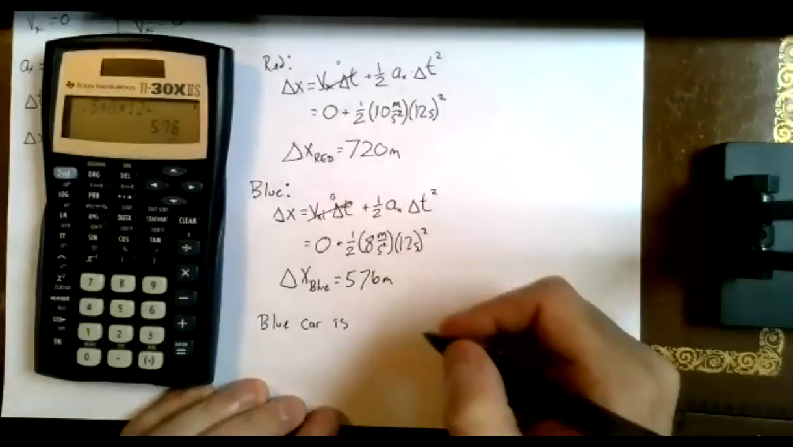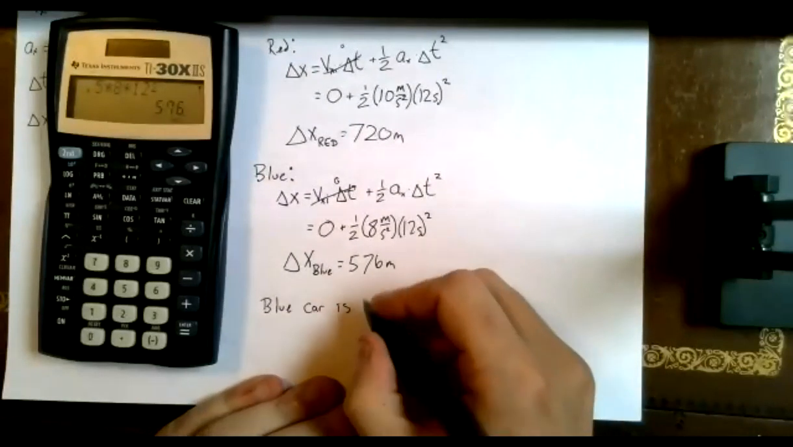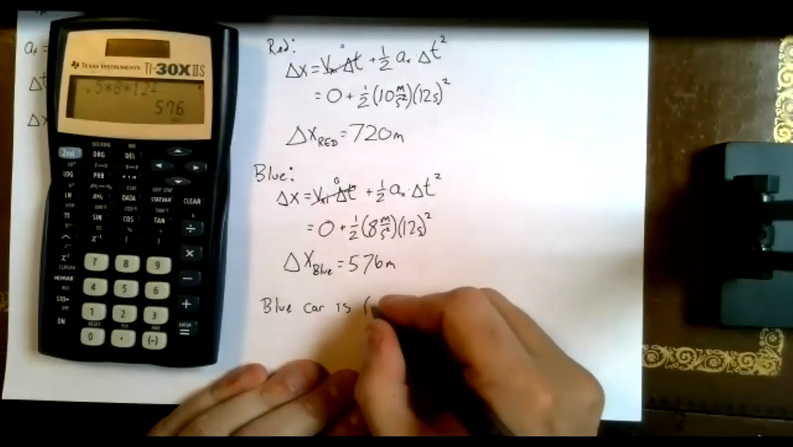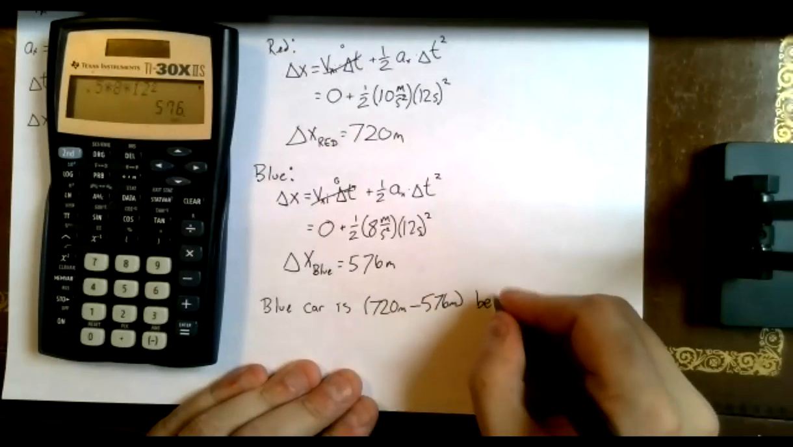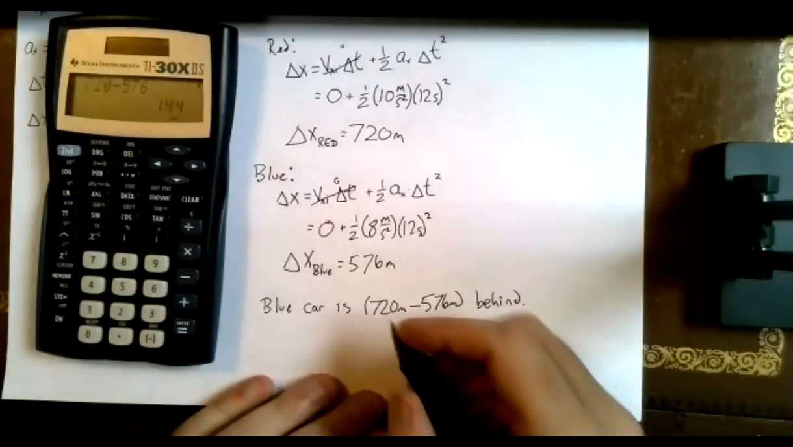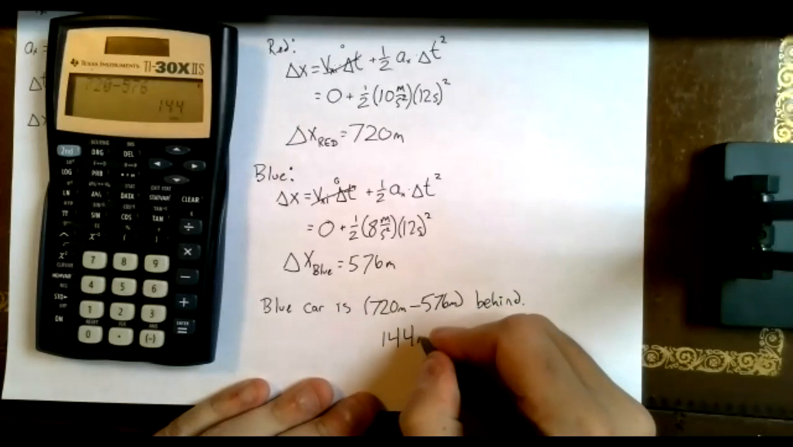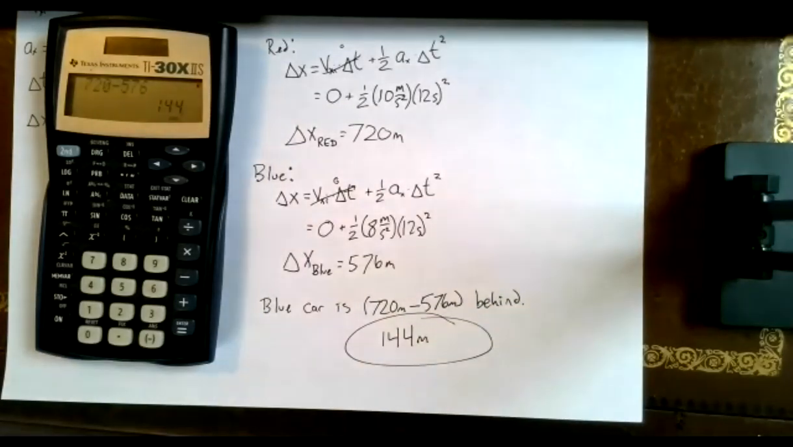Yeah, perfect. So the difference is how far ahead the red car is going to be. So the blue car is going to be 720 meters minus 576 meters behind. So if I do 720 minus 576, that's 144. All right, so that's how far back the blue car would be when the red car finishes the race. It's a little bit trickier than the ones we've been doing, but only because you just have to do it twice, once for the red and once for the blue. If you can keep those two separate.